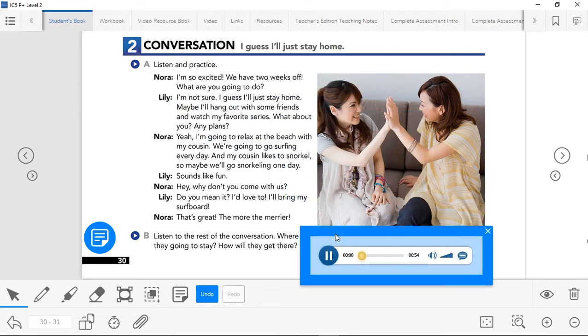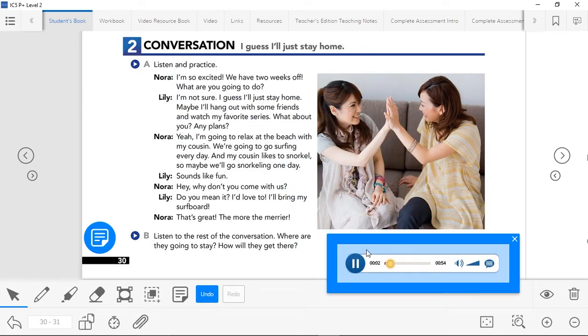Unit 5. Hit the road. Page 30. Exercise 2. Conversation. I guess I'll just stay home. Part A. Listen and practice.